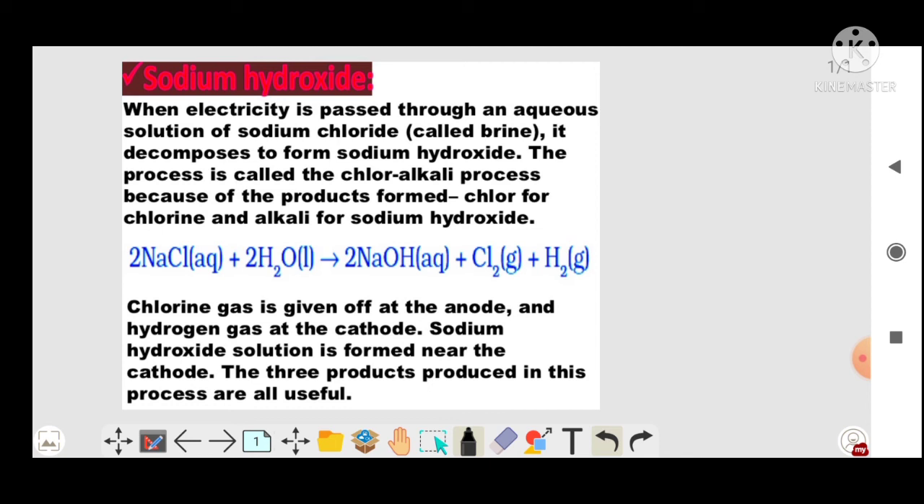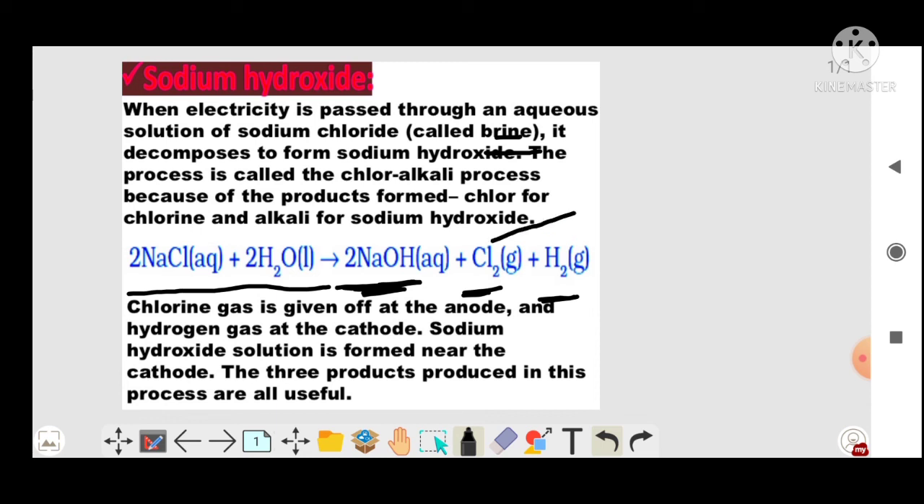When electricity is passed through an aqueous solution of sodium chloride, what do we call the aqueous solution of sodium chloride? We call it brine, B-R-I-N-E. This is a very important question. Now it decomposes to form sodium hydroxide, chlorine gas and hydrogen gas. And this reaction is called the chlor-alkali process. Chlor for the production of chlorine gas, and alkali because of the production of sodium hydroxide. So this process is called the chlor-alkali process.